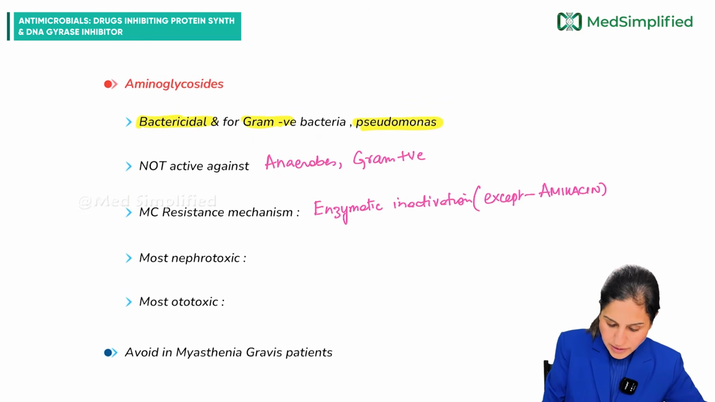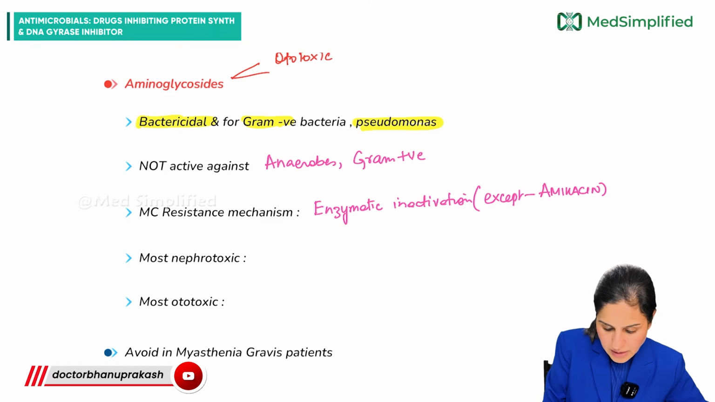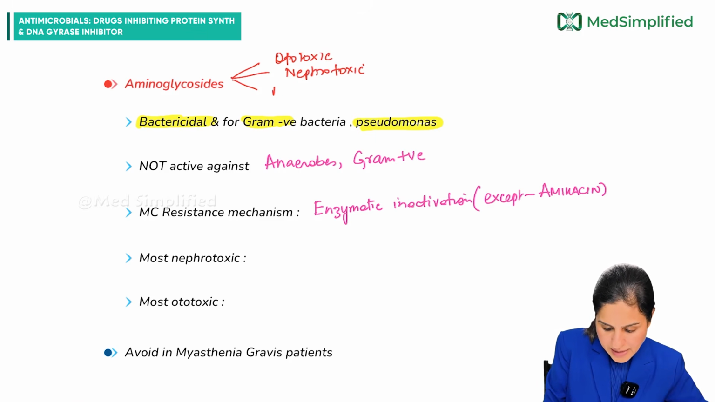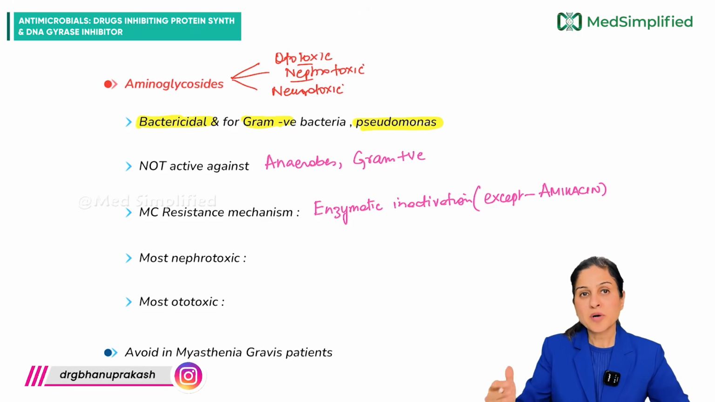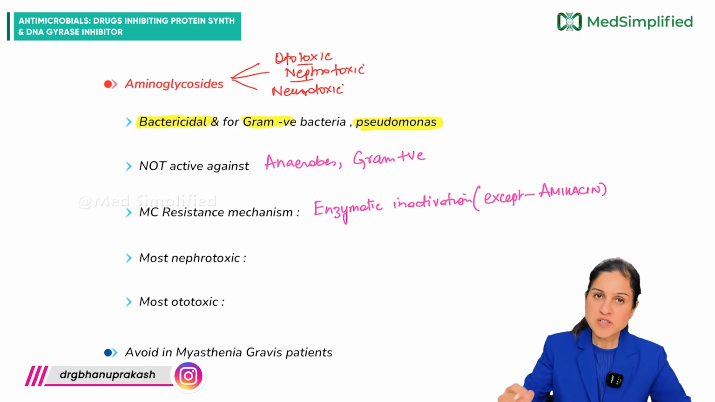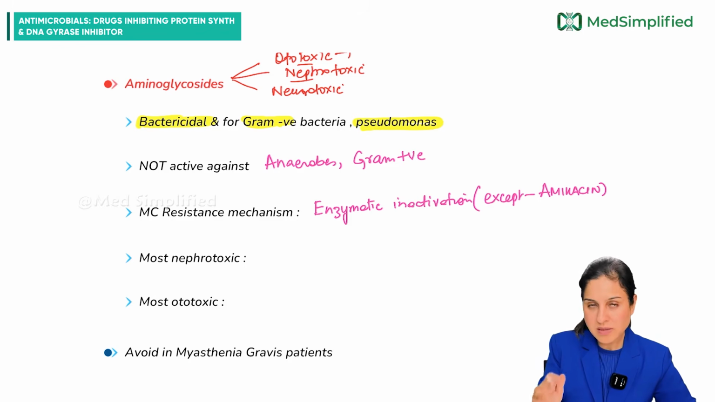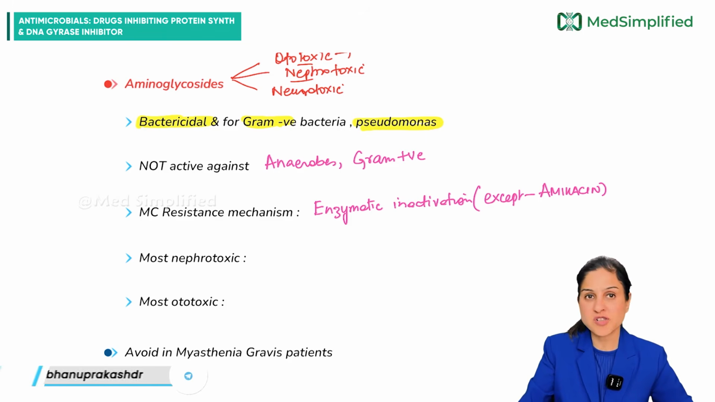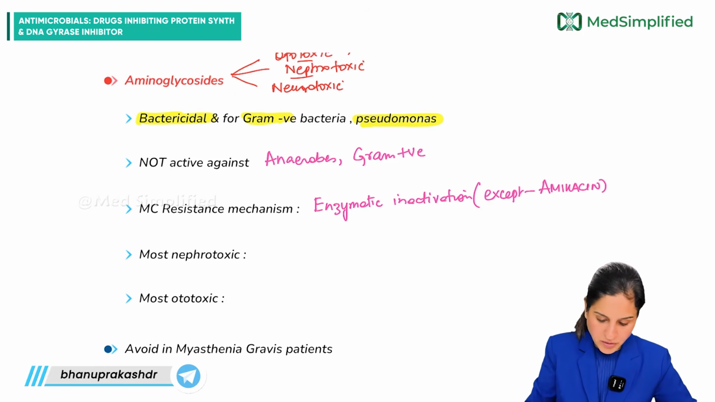Aminoglycosides have important toxicities. Three important toxicities are seen with aminoglycosides. It is ototoxic, it is nephrotoxic, and it is neurotoxic, right? Remember, ototoxicity is dependent upon the concentration. Nephrotoxicity is usually time dependent. So with ototoxicity, the higher the concentration of the drug in the ear, the more ototoxicity occurs. And nephrotoxicity is usually time dependent, right?